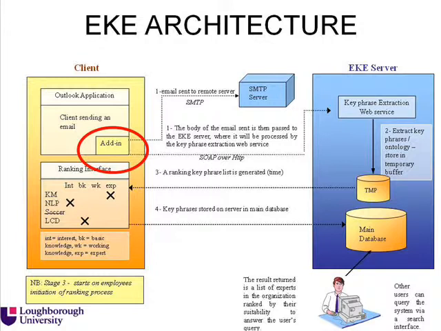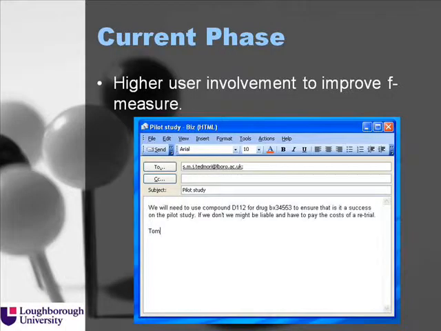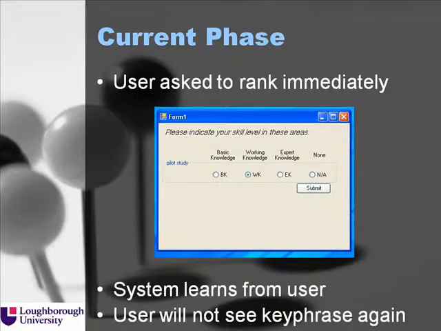So this is a real live screenshot. This is an email. We need to use the compound D112 for drug BX blah, blah, blah, to ensure that this is a success on the pilot study. If we don't, we might be liable and have to pay costs of a retrial. You send it to your normal recipient. It will come back with a little pop-up if it extracts key phrases.